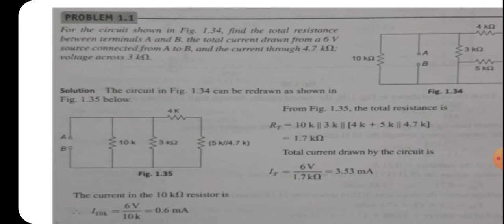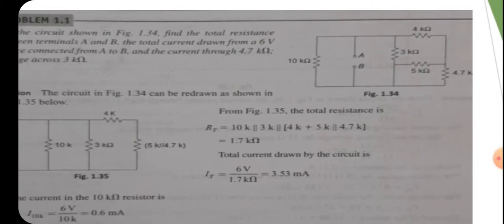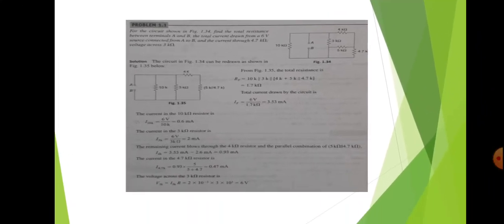You are using whatever laws you studied in the previous session: Ohm's law, the current divider, and the equations for parallel resistors and series resistors. So you should know the basics of network theory, then you can solve the problem easily. So that is the solution for this question. I think all of you understood the problem, and if I give the same question, you can solve it yourself. If you have any doubt, you can ask me.